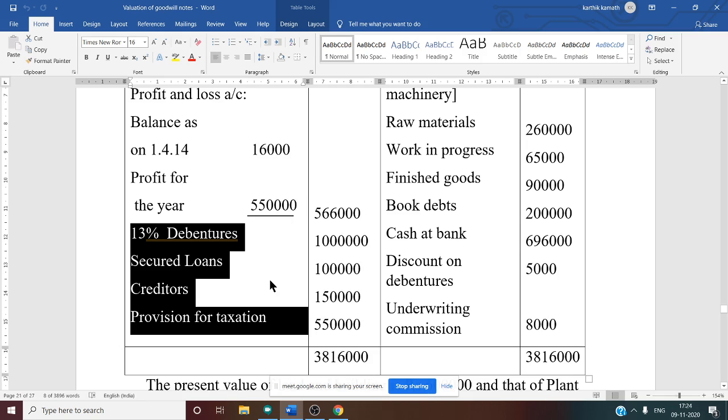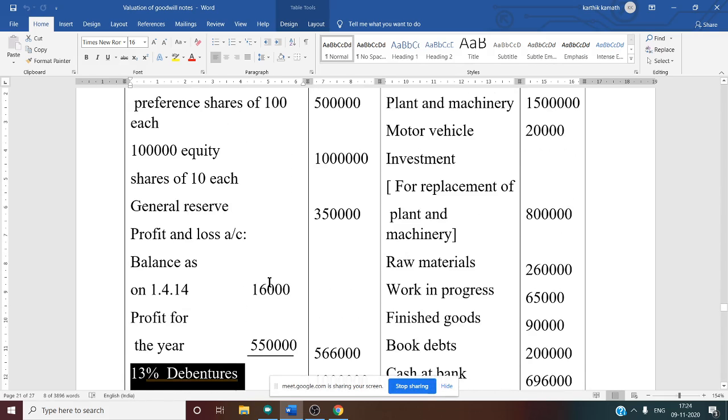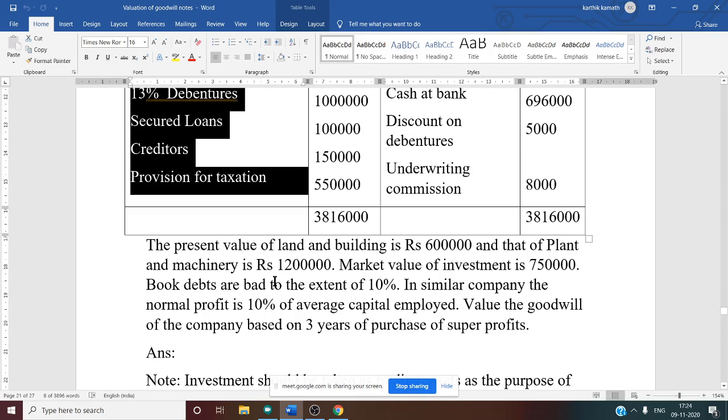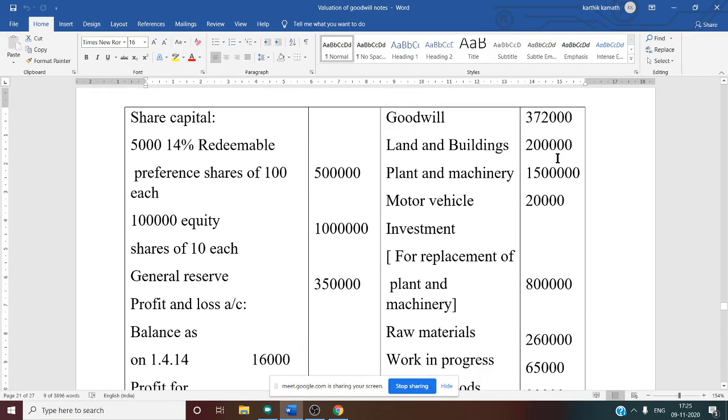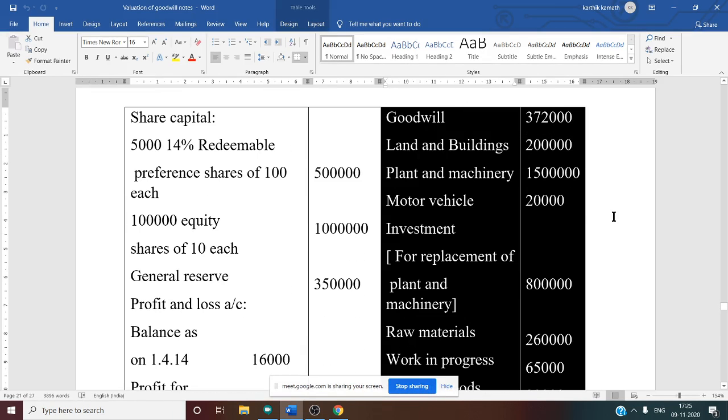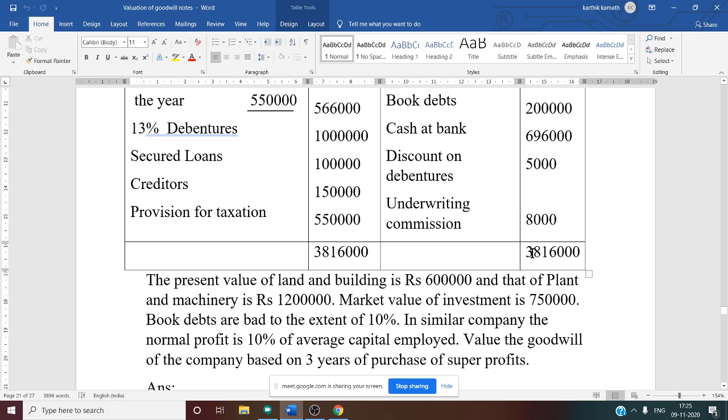That is under total liability, you should enter all the four items: secured loan, debenture, creditor and provision for taxation. After seeing all the things in the balance sheet, we should move on to see the adjustment. That is present value of land and building is 6 lakh. If you see the land and building given in the question, that is 2 lakh. Now there is an appreciation in land and buildings. That is why we need to take agreed value, that is 6 lakh given in the adjustment.